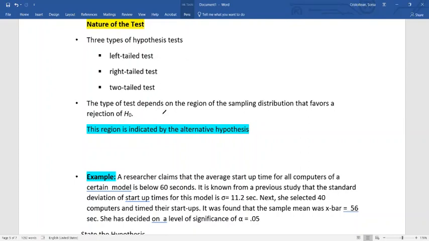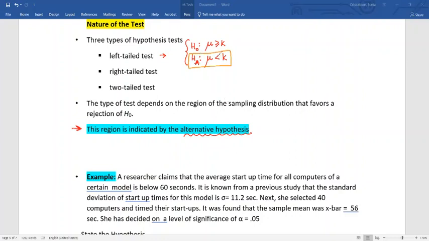The type of the test depends on the region of the sampling distribution that favors a rejection of H sub 0. This region is indicated by the alternative hypothesis. So until now, the alternative hypothesis didn't really have a very important role, or we didn't really see this in this definition. But right now we see how important it is because this alternative hypothesis determines the nature of the test. So if we are doing a test in which we set up the hypotheses and they look like this, in order to decide the type of test we are doing, I have to look at this alternative hypothesis.